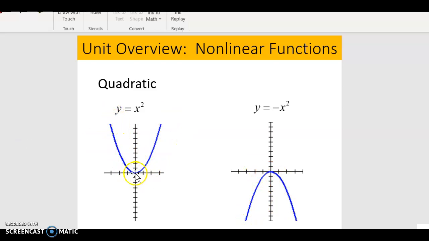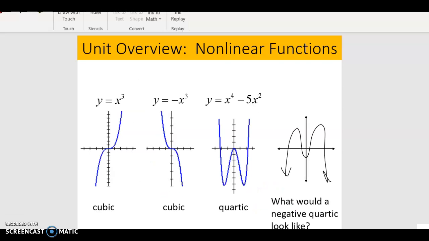I call these changes in direction. So this has one change in direction, positive, negative, opens up, opens down. Next we have cubic, two changes in direction, and it goes like this.